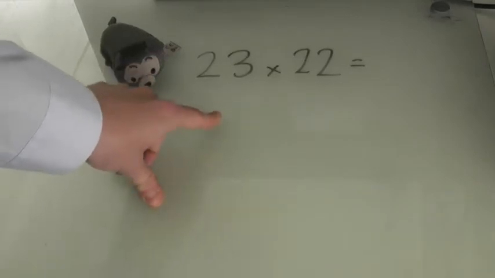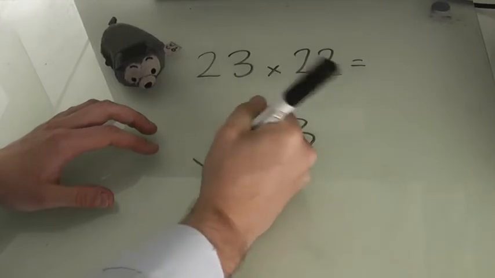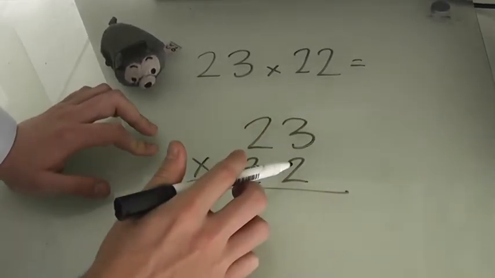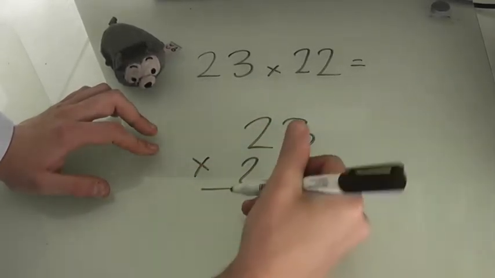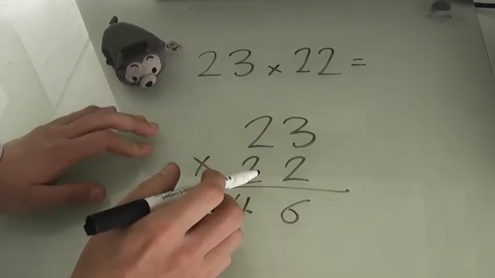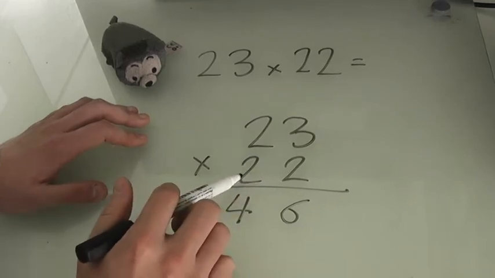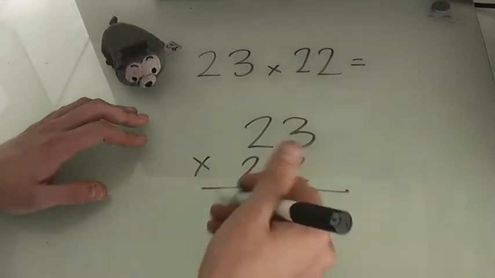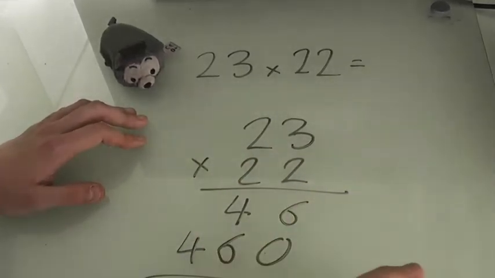So we've got 23 times by 22. So we put our 23 down, put our 22 down. Again, we do this one first. So we do 2 times 3, which is 6. 2 times 2, which is 4. Then we need to do this one. So if you can see, we've already times it by 2. So if we times it by 20, we just take this number, and we times it by, that's it, 10. 460.